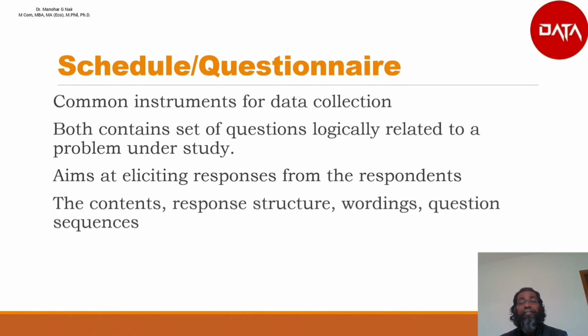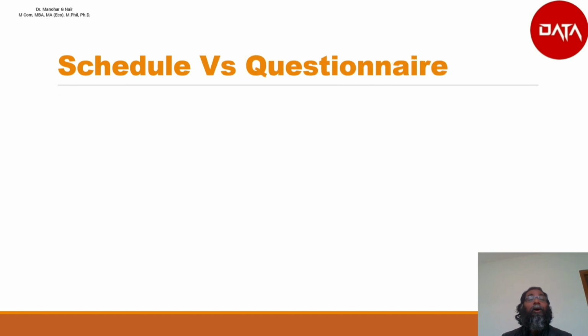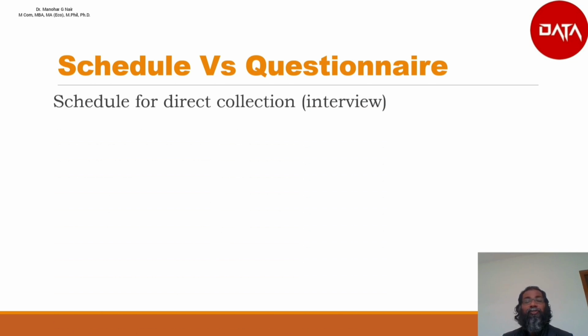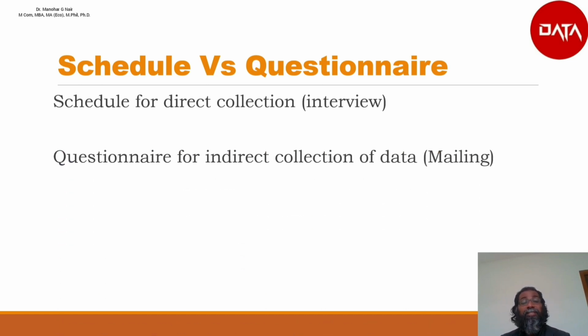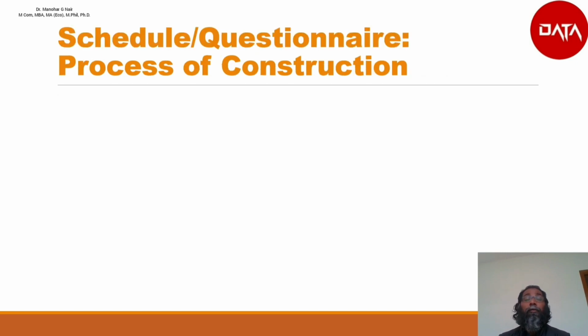The response structure, wordings, question sequence, etc. are almost the same. But there is a slight difference between these two. Schedules are used for collecting data directly by the researcher through the interview method. But the questionnaire is used by the researcher for collecting data through an indirect mode, it may be a mailing questionnaire or maybe through sending a Google form, etc.